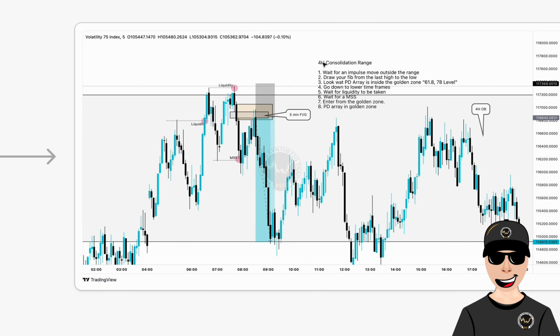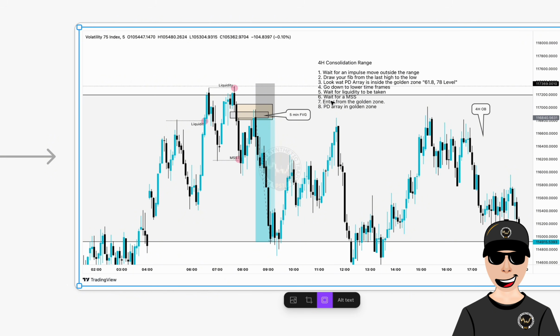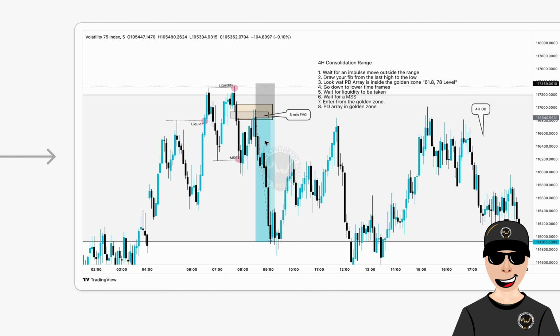Let's just recap quickly. We waited for the impulse move outside the range, 4 hour. We draw our fib from the high to the low. Look what PD arrays are inside the golden zone. So this is this block here on the 4 hour. Then we go down to the lower time frame. We wait for liquidity to be taken. We wait for a market structure shift. We draw our fib, enter from the golden zone. And what PD array do we have inside of our golden zone on the 5 minute? We have a fair value gap, and there you got your trade.